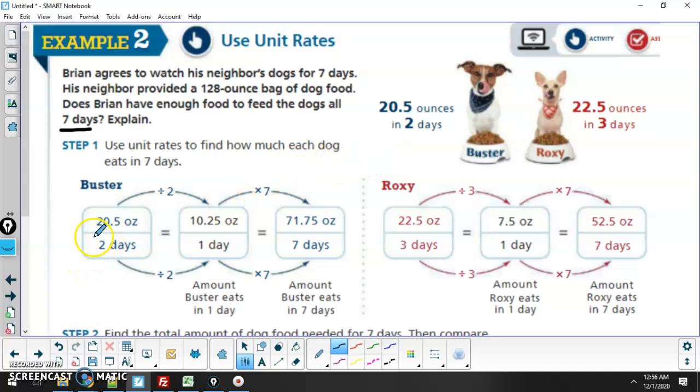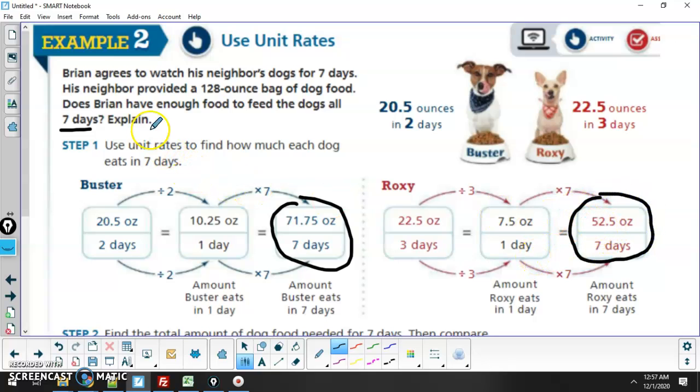So let's see. Buster's unit rate would be, you take 20.5 and you divide it by 2, and you get 10.25 ounces per day. All right, so that means in 7 days, multiply it by 7, Buster would eat this amount, 71.75 ounces in 7 days. Roxy, on the other hand, is a little smaller doggy, so the smaller doggy eats less food. Roxy is only eating 7.5 ounces per day, and you multiply it by 7, you'll have Roxy eating this amount.